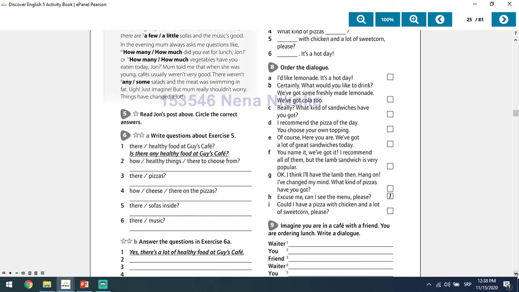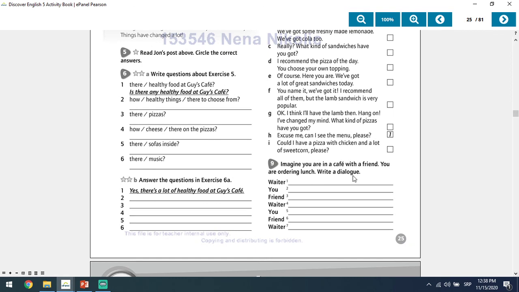And the last thing that you have to do is to make a dialogue of your own. You are ordering lunch, so try to use everything that you have learned today and write the dialogue. If you don't have enough place here, you can do it in your notebooks.